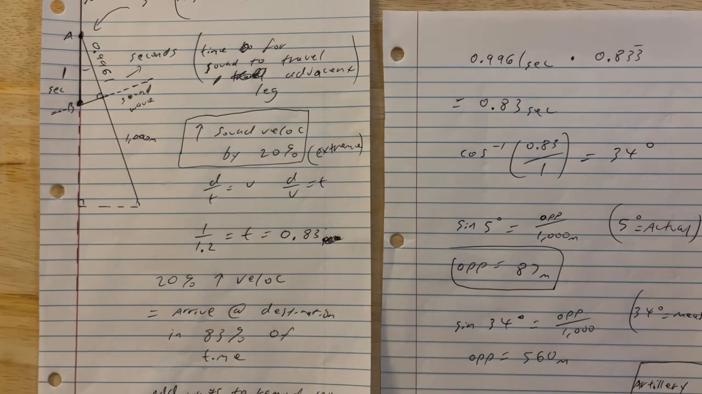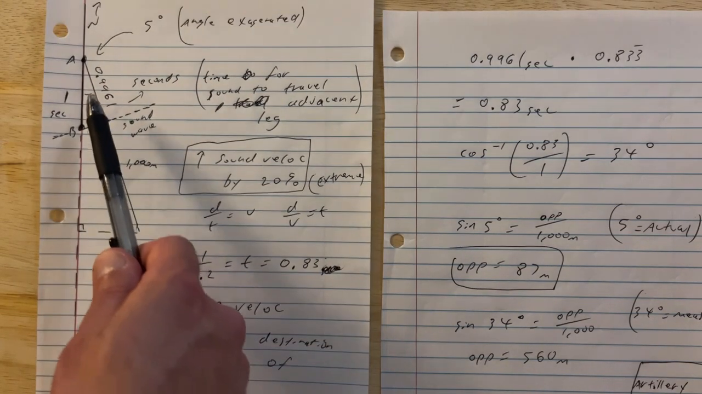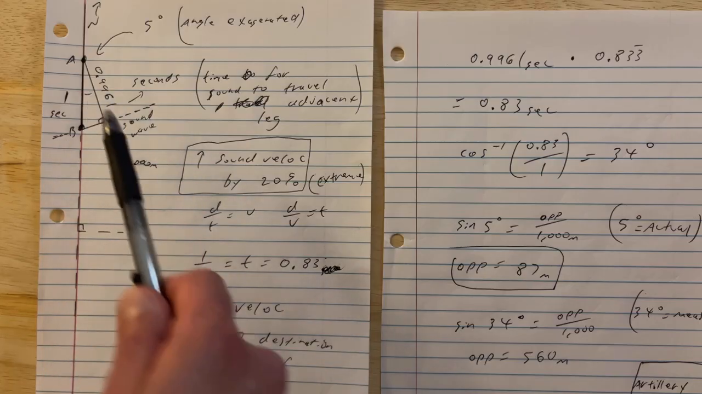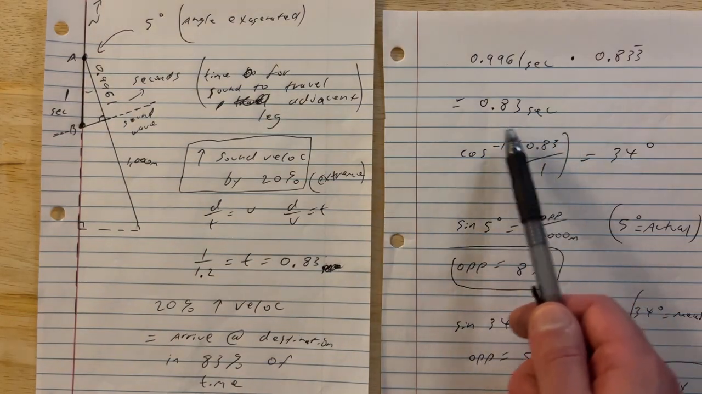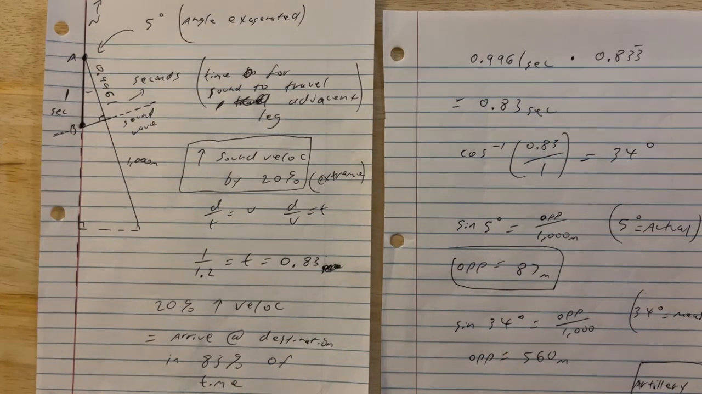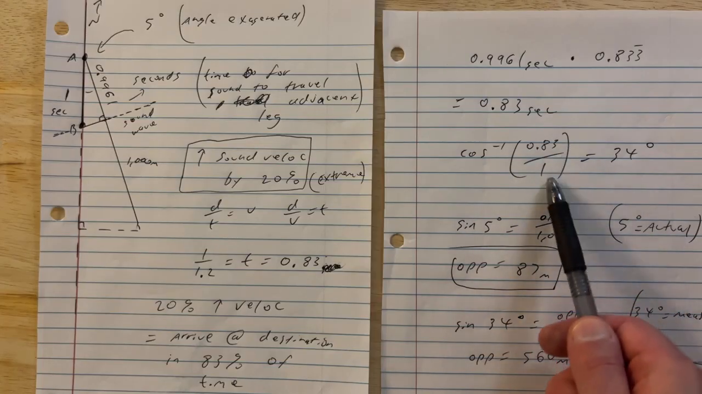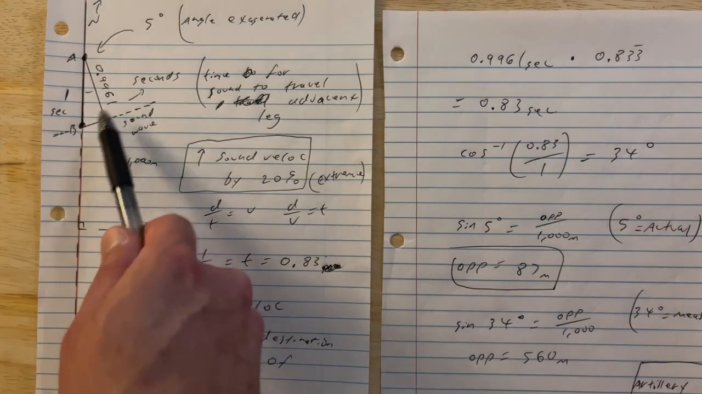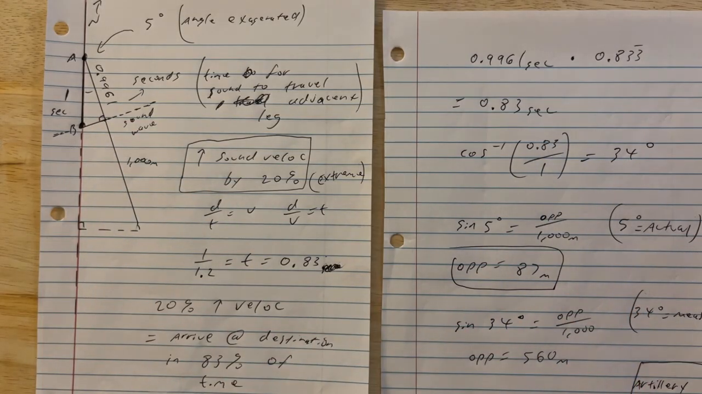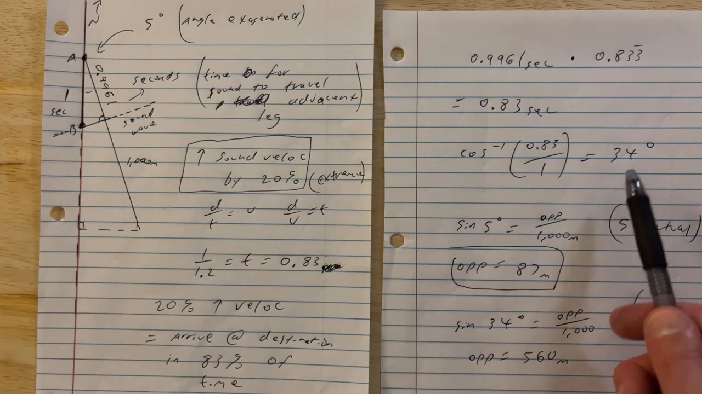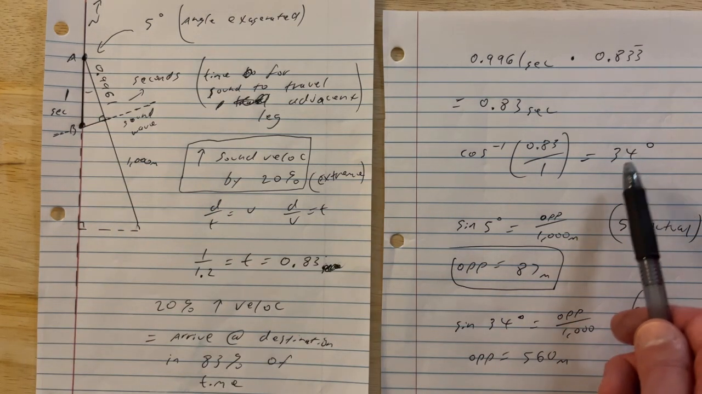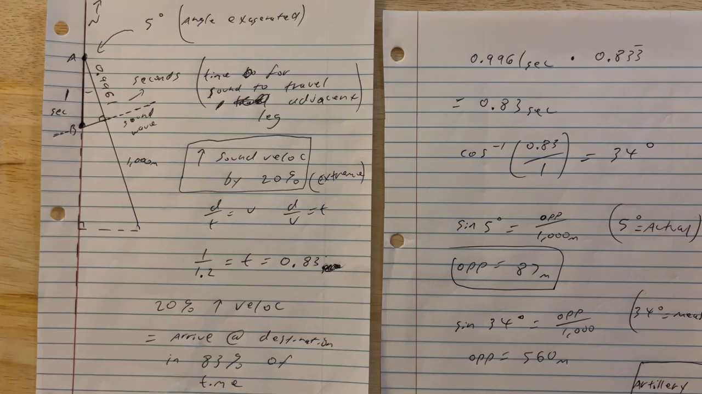So the adjacent leg of our triangle goes from being 0.996 to 0.83. Take the arc cos of 0.83 over 1, adjacent over height, right here, we get 34 degrees. Therefore, we just turned our 5-degree angle into a 34-degree angle, which is an absolutely huge change and a huge error. We're going to be way off the location of that origin of the sound.